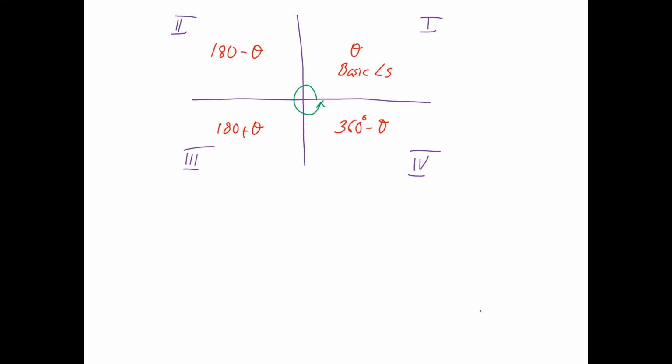In the first quadrant, the angle is acute and we call it the basic angle. In the second quadrant, it will be 180 minus theta. In the third quadrant, it will be 180 plus theta. In the fourth quadrant, it will be 360 minus theta. For example, let's say the basic angle is 30. If you go in the second quadrant, it will be 150. I hope you are remembering it. We did this in our chapter of trigonometry. Are you able to recall it? Good.